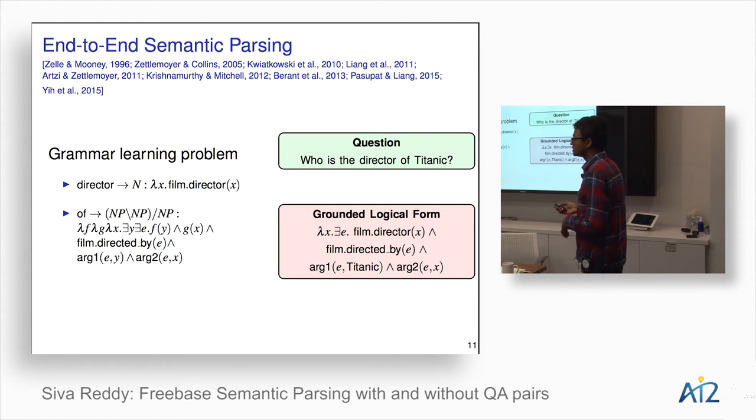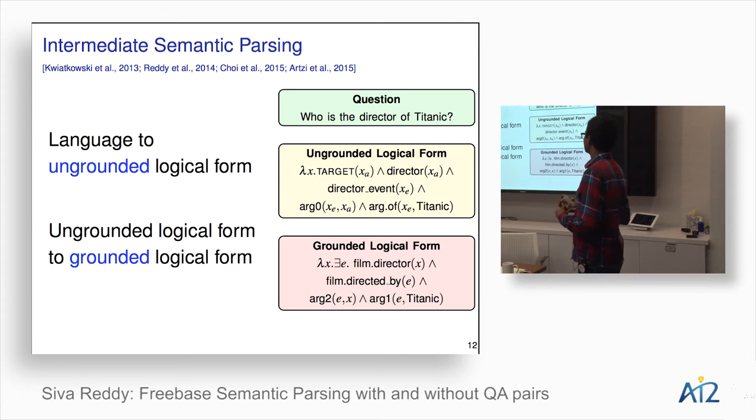Okay, so this is end-to-end semantic parsing, but there is also another popular approach, which is intermediate semantic parsing. You have a question and you parse it into your favorite formalism, and the predicates are not grounded yet. I call these ungrounded logical forms, where the predicates come from natural language. So in the question you have director, and in the logical form you have director as well. Then you take this ungrounded logical form and convert it to a grounded logical form. So you have an intermediate representation before going to the final representation.